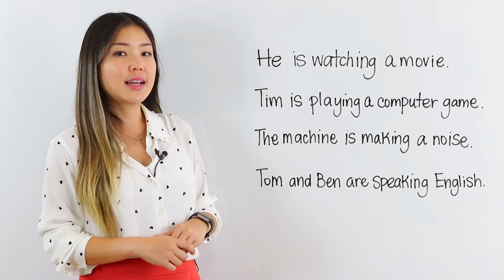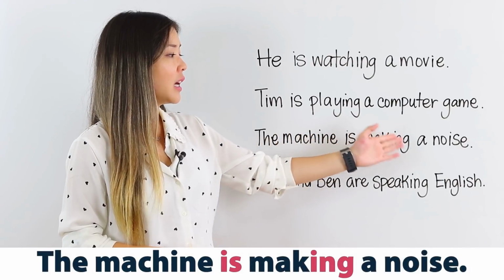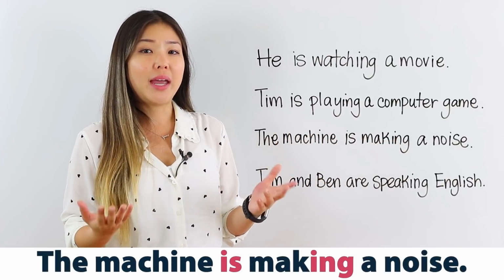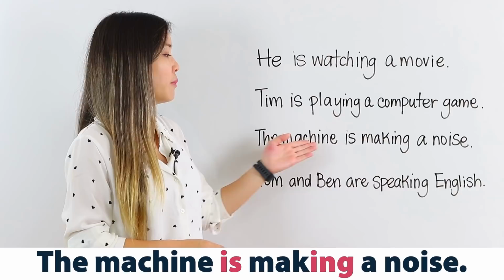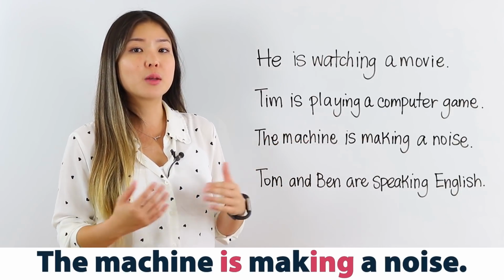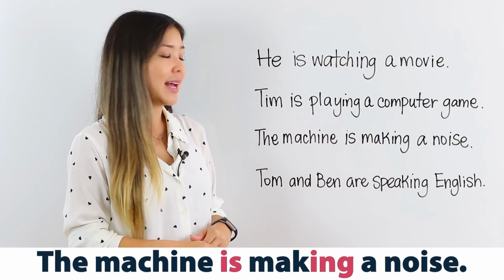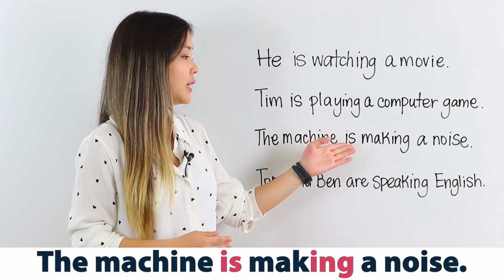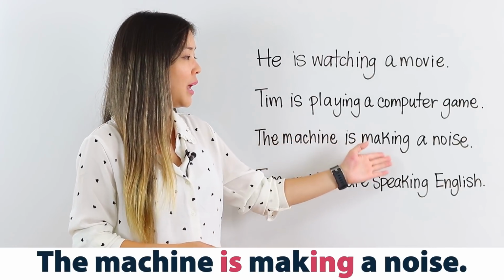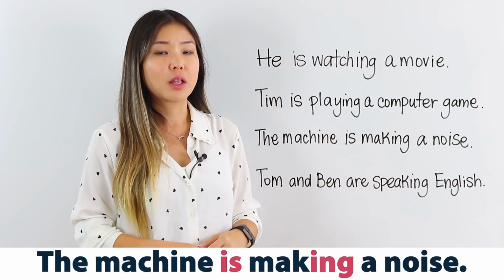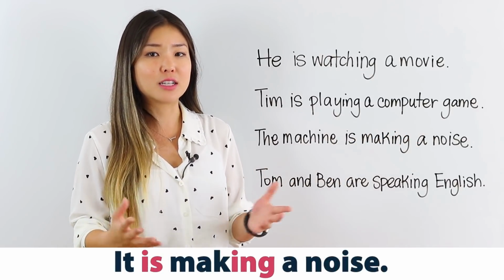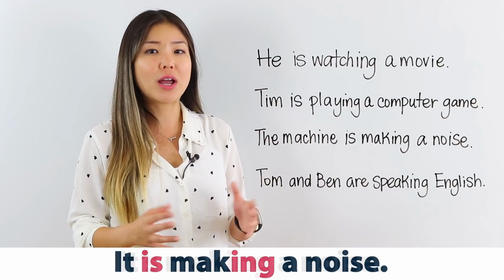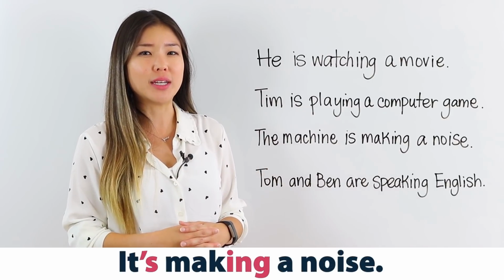The next sentence says, the machine is making a noise. Now pay attention to the subject, the machine. What is the proper pronoun? The answer is it. Therefore, we use the be verb is. The machine is making a noise. We can also say it is making a noise or the contraction it's making a noise.